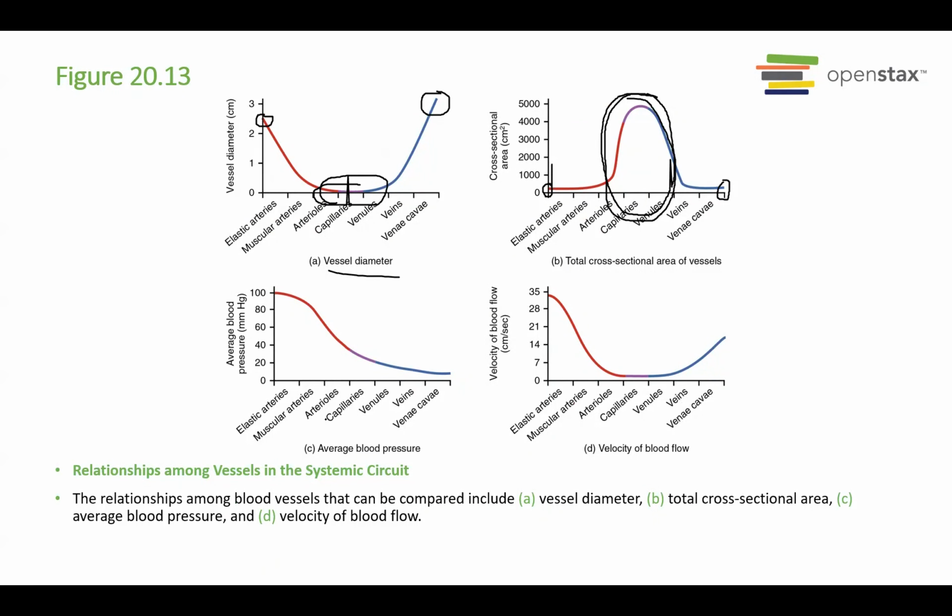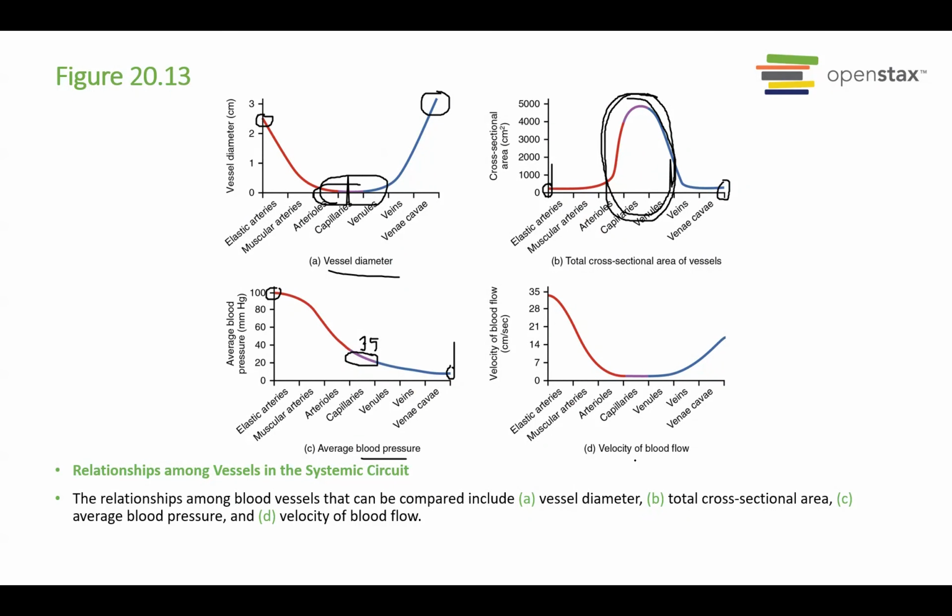Now look at the blood pressure. Again, it is higher in the aorta and lower in the vena cava. And this is the capillary around here, around 35. Remember, 35 is the normal pressure in the capillary in order to have normal gas or nutrient exchange.